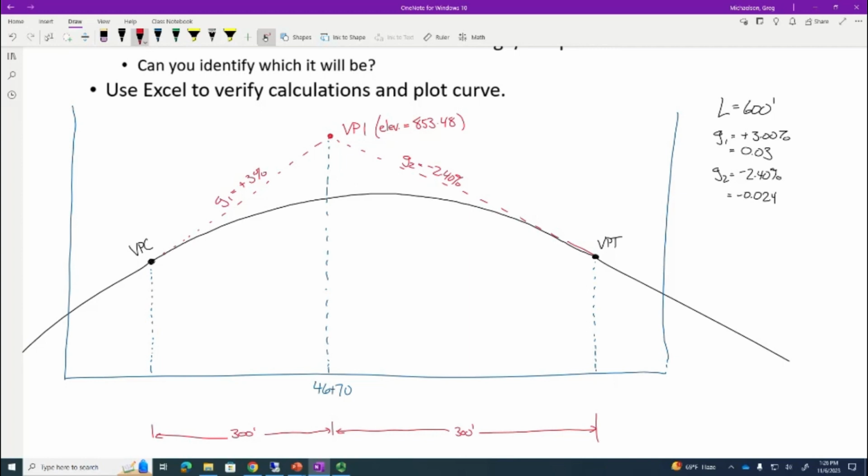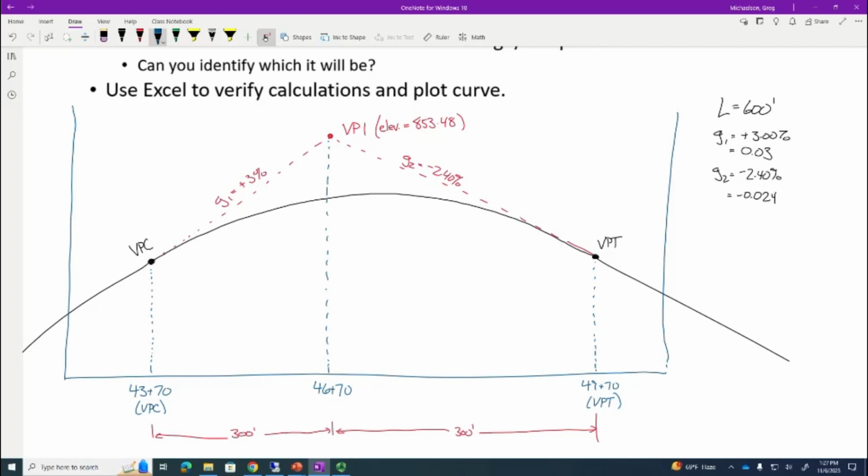So this is 43+70, and we'll call this the VPC. And this is 49+70. We'll call this the VPT. So we're figuring stuff out. Now, what I'd like to do is figure out the elevation of this point and the elevation of this point.